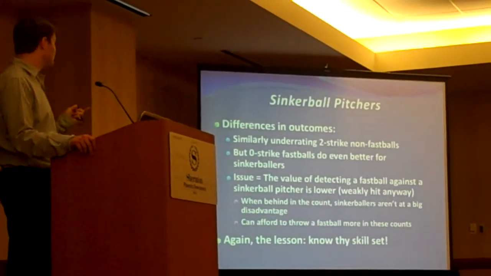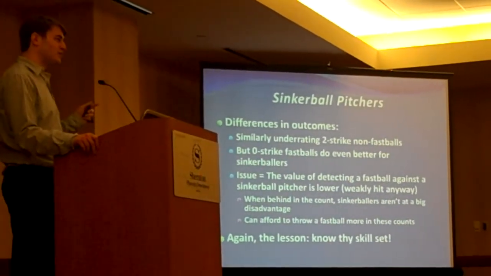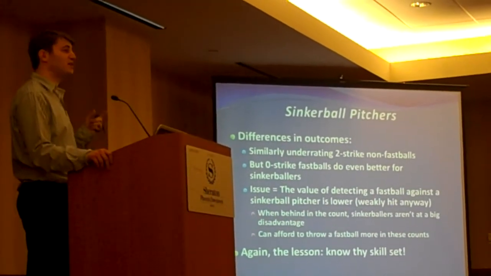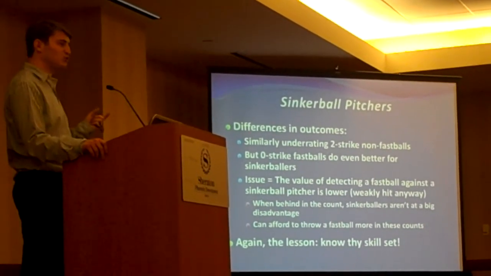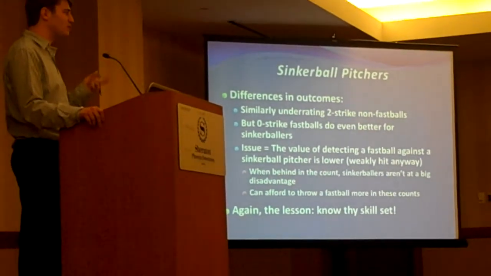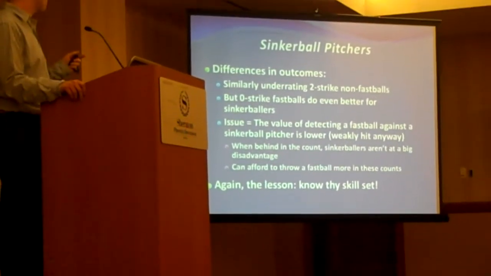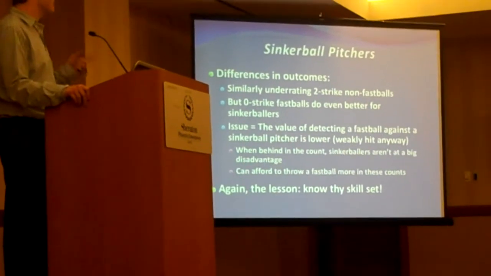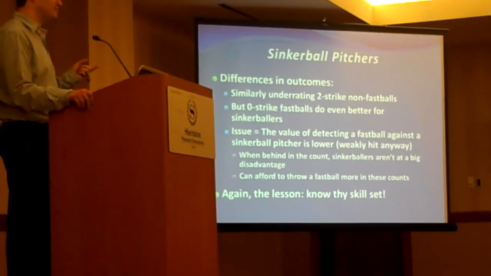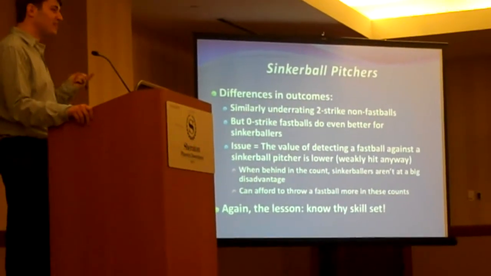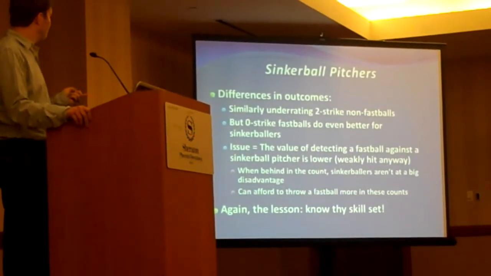And it's a similar reason. When behind in the count, the hitter knows that just because I see this sinker, that doesn't mean I should really swing at it, because I'm a little bit more likely to hit a ground out or run into a double play or whatever than versus other pitchers. So that makes the sinker ball pitchers able to afford a fastball a little bit better, and the batters are less inclined to swing at them. But they don't. It's an area where they could improve, given a lesson knowing their skill set.